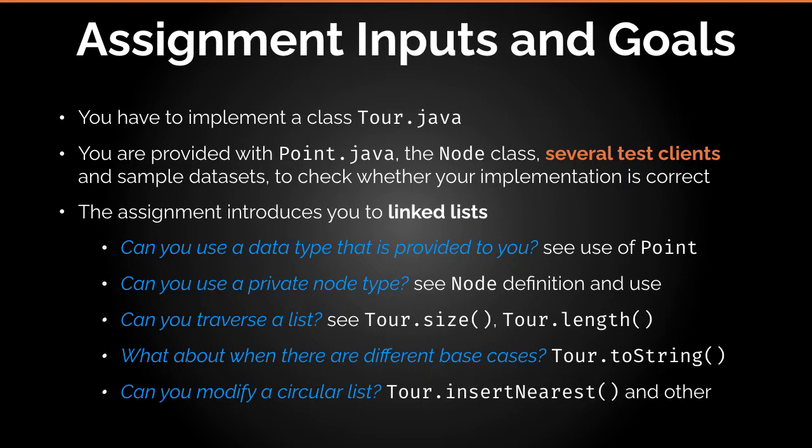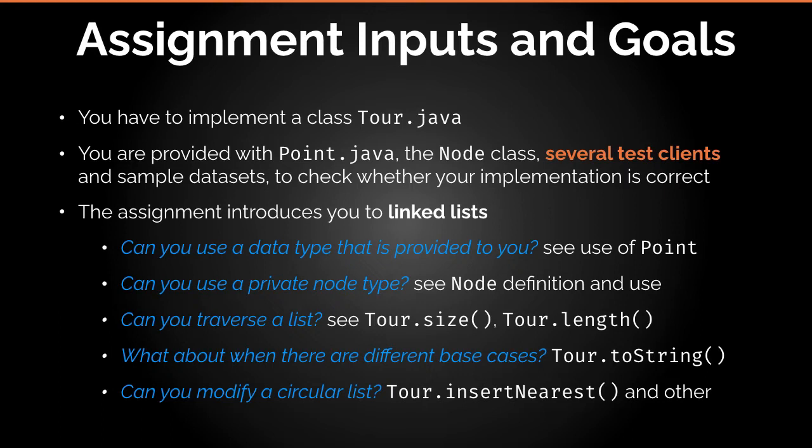Second question, can you use a private node type? The thing that we've introduced in this precept with the circular list is the idea that you have a class, and inside of it you have a nested class. We've already seen this notion a couple of times, but here we really want you to play around with it. Are you able to define your private Node inner class, and use it correctly inside of your linked list?